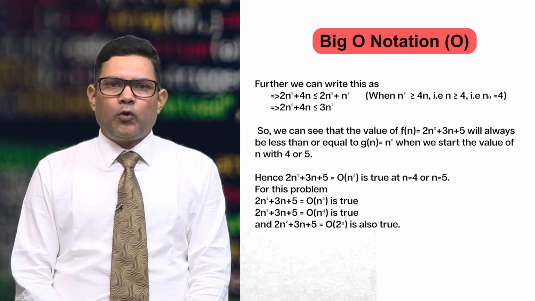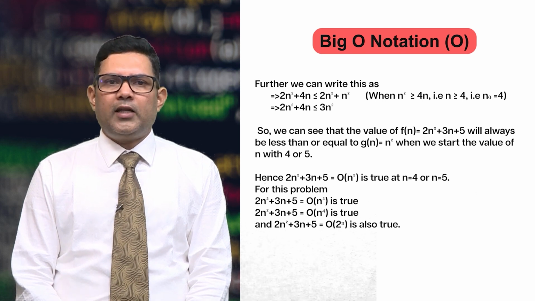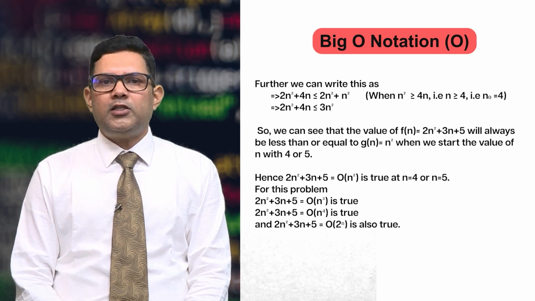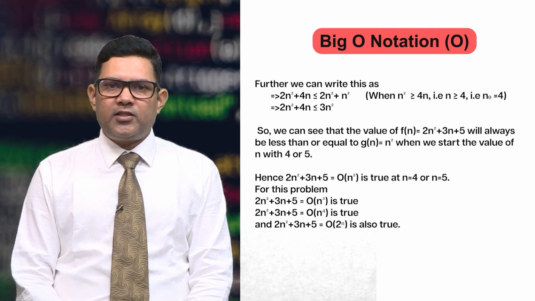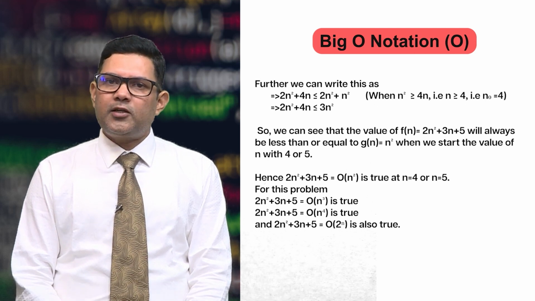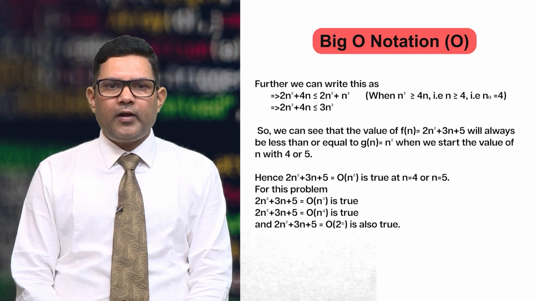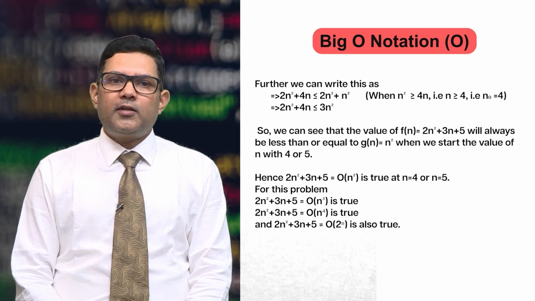So we can prove that this function f of n, that is 2n square plus 3n plus 5, is big O of n square when the value of n naught is equal to 4 or 5. But here the question arises: is this the upper limit of that particular function f of n? We can also solve this problem.